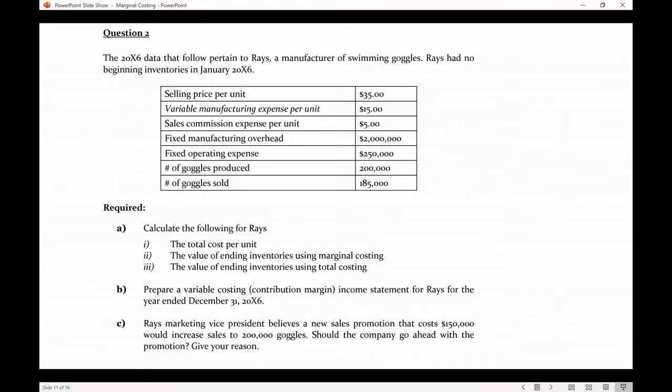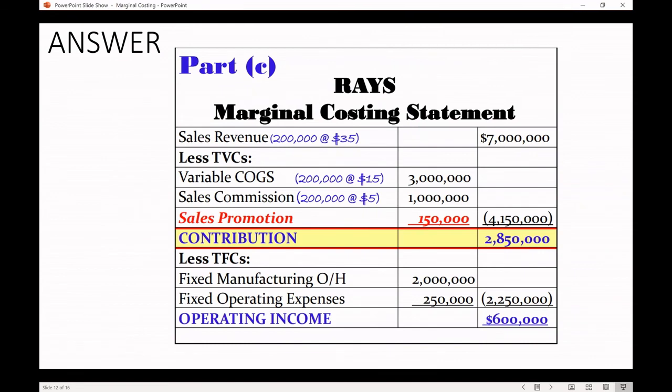So the question they're asking is, should you go ahead? Should you advise the company to go ahead with the promotion, and why? Give your reasons. So let's look at how this looks mathematically, right? We're going to redo the marginal costing statement, and we're now going to change the values. If we do this marketing promotion, it's going to increase the quantity to 200,000. So our sales revenue is going to be 200,000 times our selling price, which remains the same, $35, and that's $7 million.